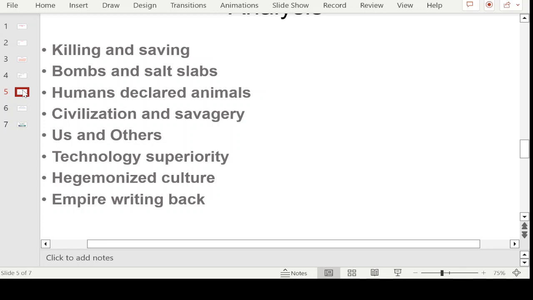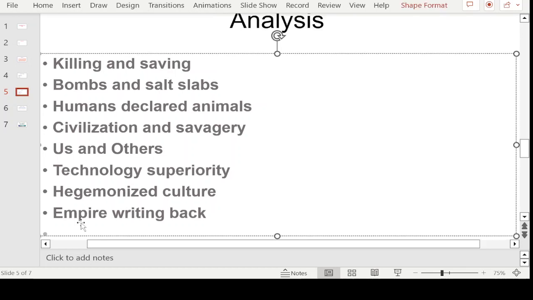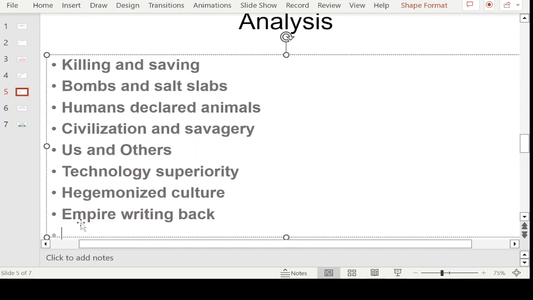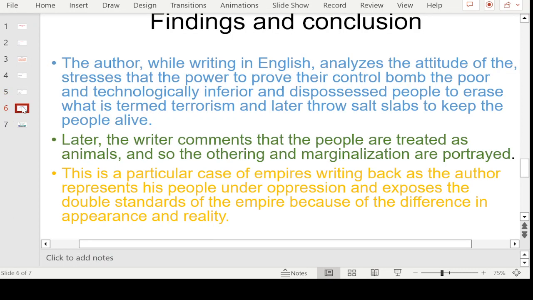And this is all the case of empire striking back, telling the master that this is going to happen with the people who are living in these areas, or the people who are under the threat or under the force of the colonial master. So in that way the text represents these analytical points, and this is what we can call our findings and conclusions of the same paragraph that we have referred to.